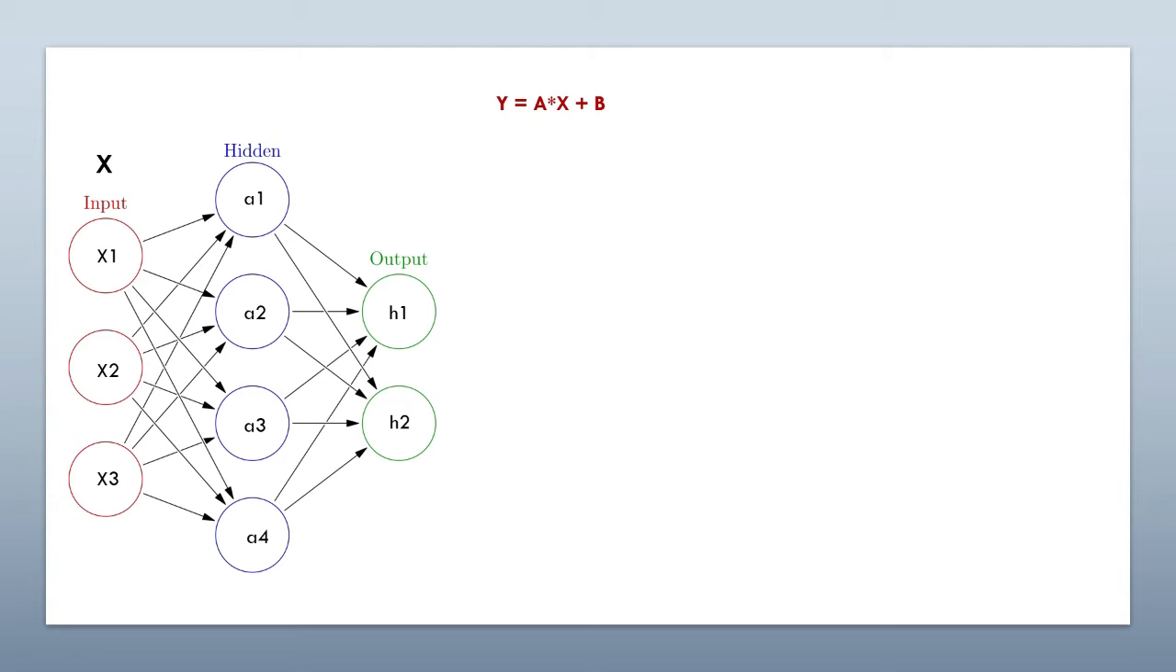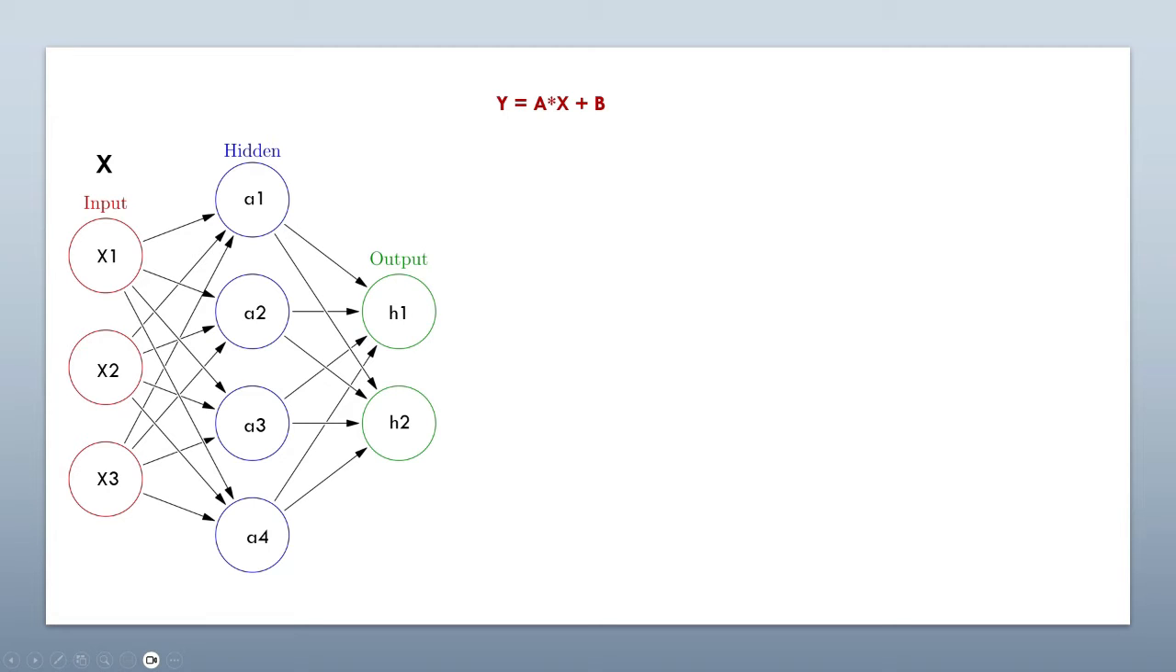So let's talk about the forward pass first. From this input, we need to calculate these hidden layer values, and from these hidden layer values, the output. And don't worry, the mathematics behind it is actually simple. It follows this linear equation, y equals ax plus b.